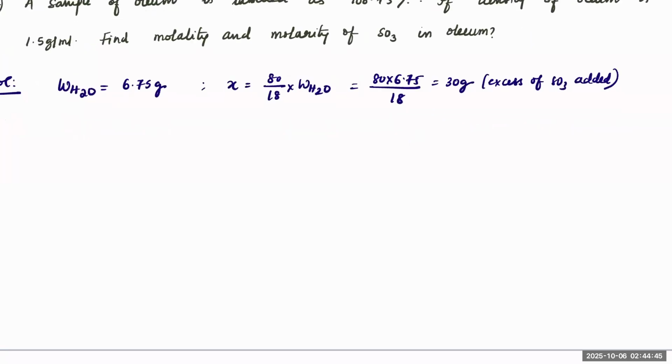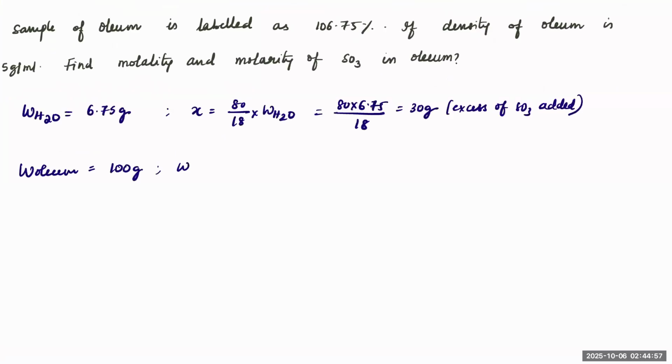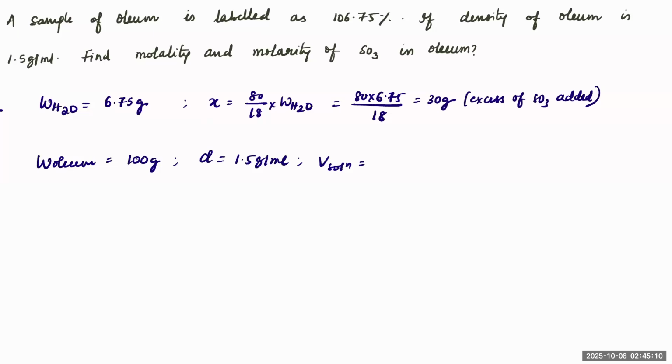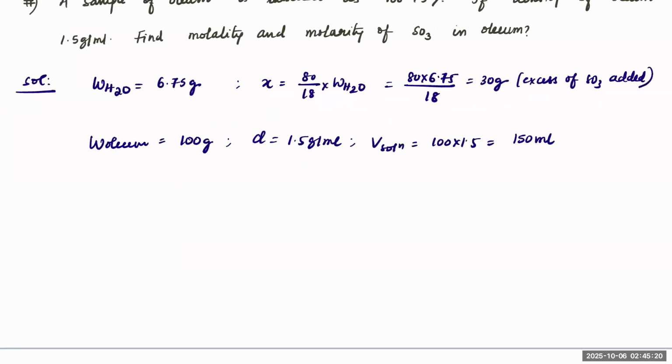Okay. So now the weight of the oleum is how much? For 100 grams, what is the density? The density given is 1.5 gram per ml. So what is the volume of the solution in that case? The volume of the solution will be 100 into 1.5, which makes it 150 ml. Correct? 150 ml is the solution.